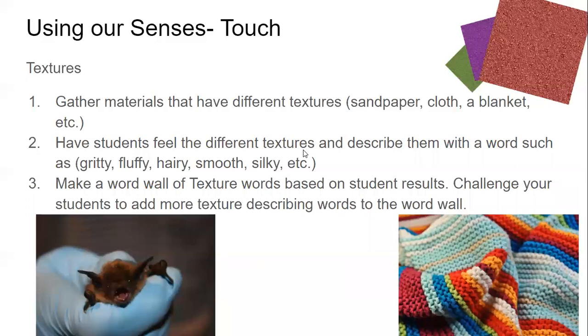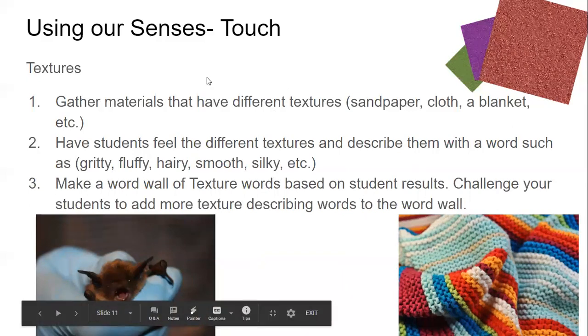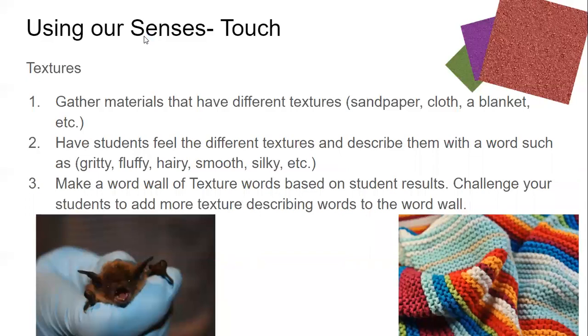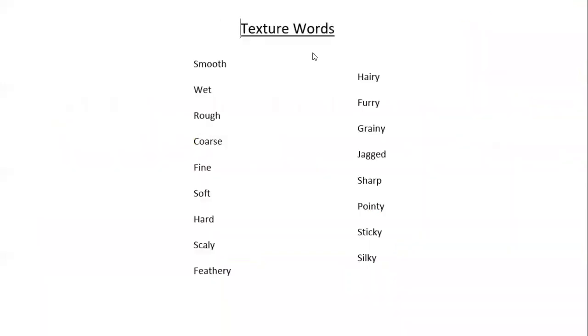Okay, and so if you're lucky enough, maybe you'll know somebody that has bats that you can bring into the classroom, an expert to talk about bats, and you can let your students feel the fur of a bat and do this next activity called using our senses of touch. And so textures all have different feelings. And so what you're going to do is gather different materials like sandpaper, cloth, or a blanket, and you're going to let your students feel those different textures and describe them with only one word, such as gritty, fluffy, hairy, smooth, silky, and you're going to make a word wall of these texture words that your students come up with. And so challenge your students to add more and more texture describing words to your word wall. So here's an example word wall.